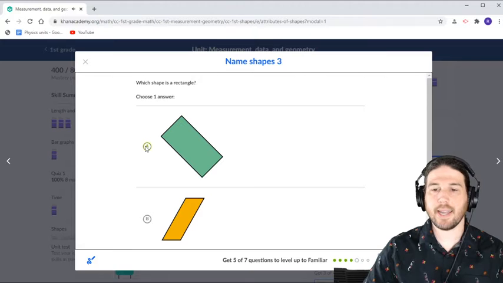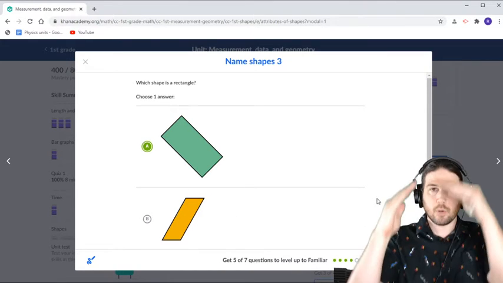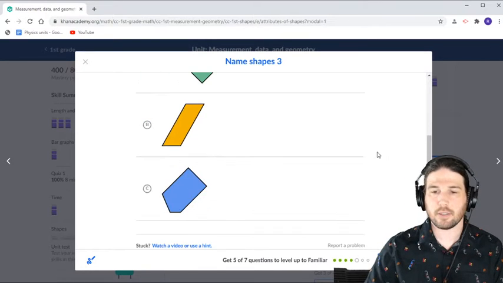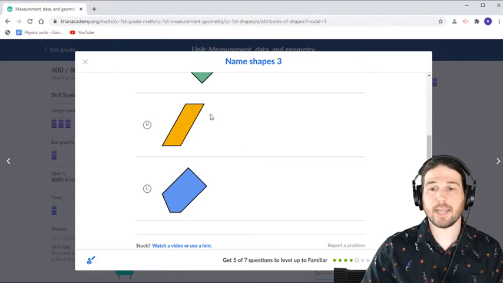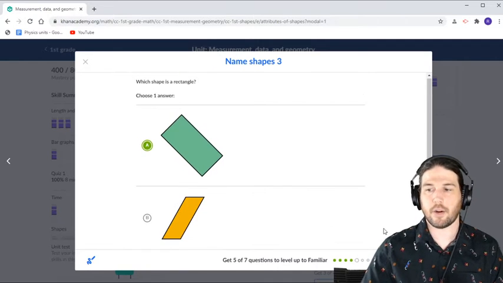Which one is a rectangle? Important to note that A is a rectangle, even though it isn't flat, even though it's not laying down or straight up and down. Still a rectangle, even though it's diagonal. B is a parallelogram, but not a rectangle. Rectangles need to have those right angles. And C has 1, 2, 3, 4, 5 sides, so it's definitely not a rectangle.